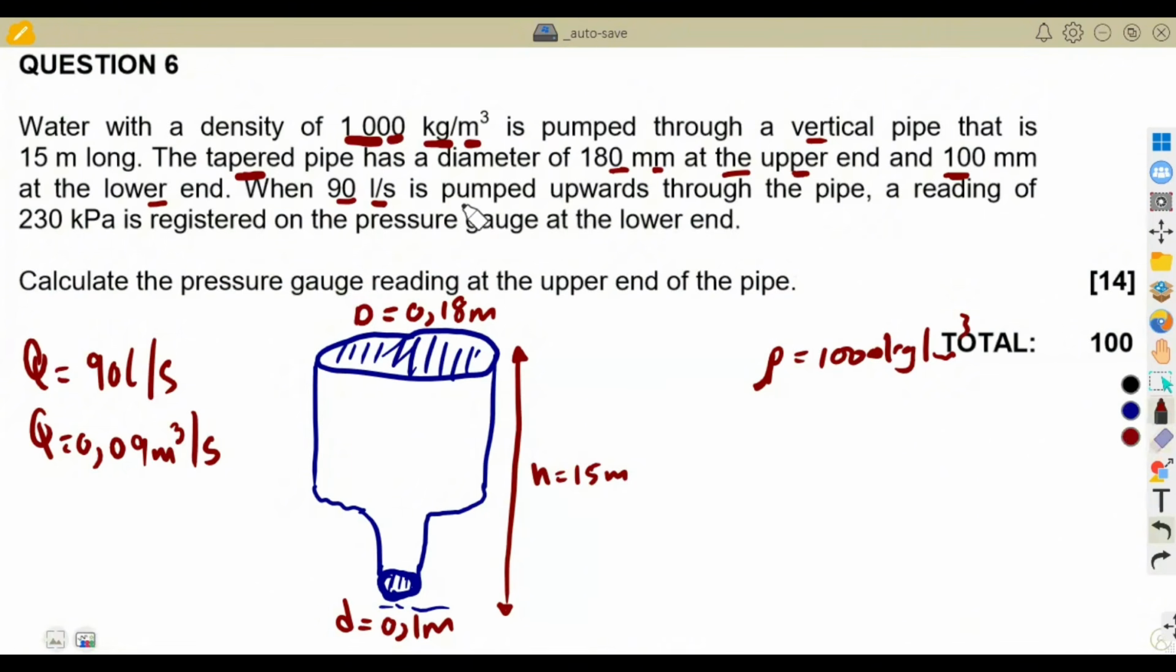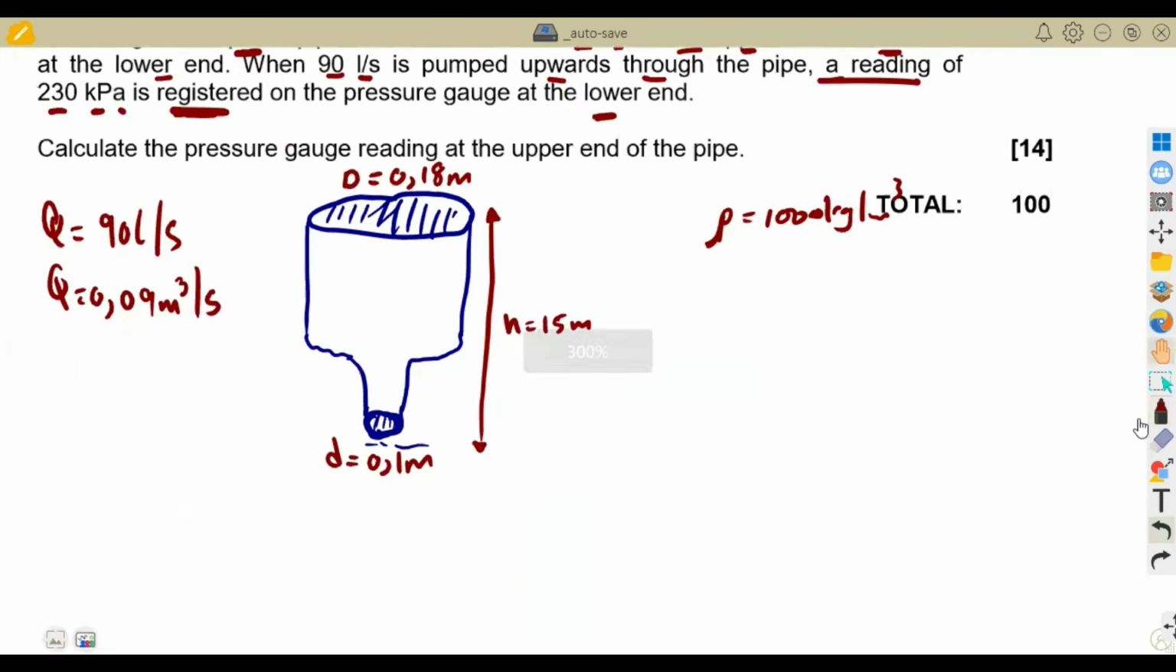All right, that is it. What we have is water pumped upwards through a pipe. A reading of 230 kilopascals is registered at the lower end. So at the lower end, there was a pressure of 230 kilopascals. And the question is, we are supposed to calculate the pressure gauge reading at the upper end of the pipe. So this is the 0.1, the 0.18 at the upper end.